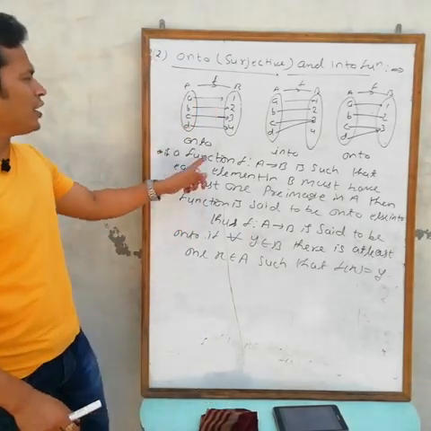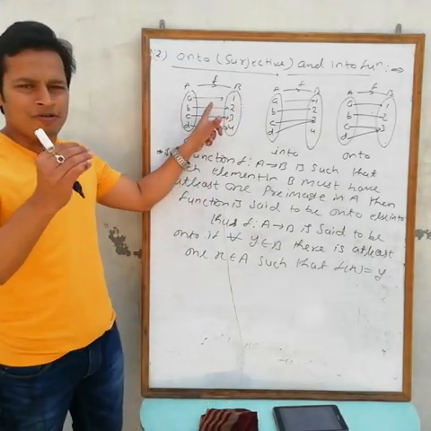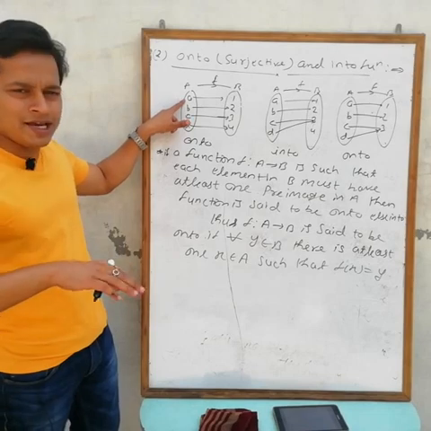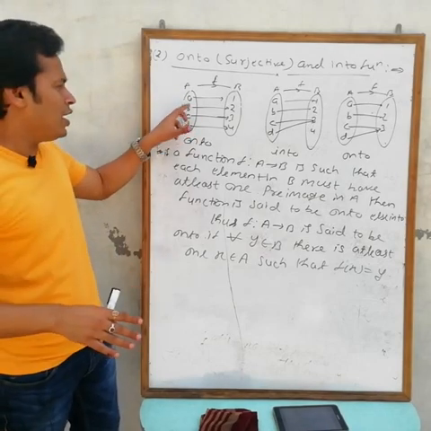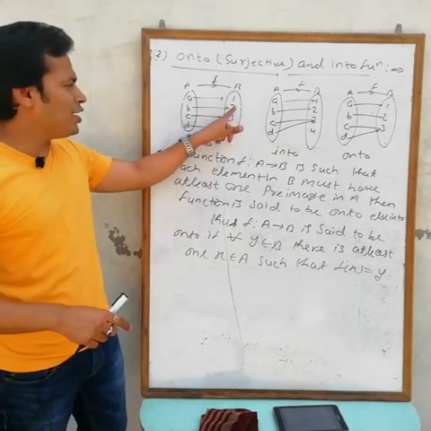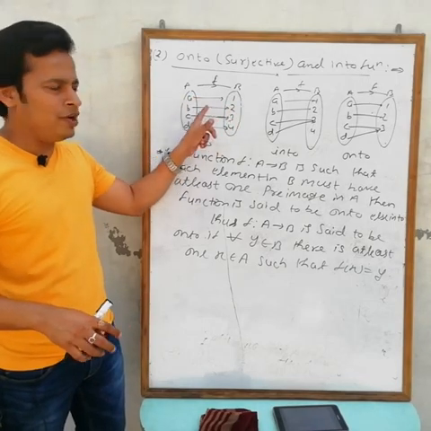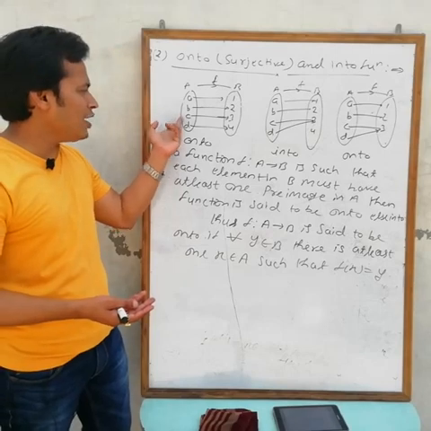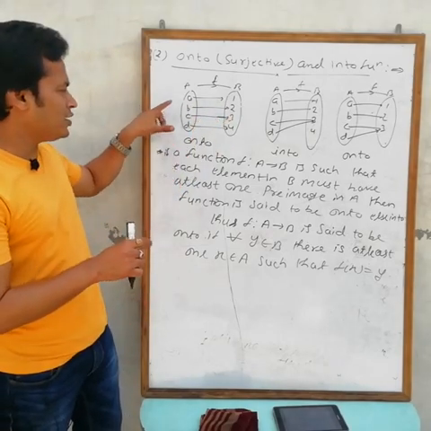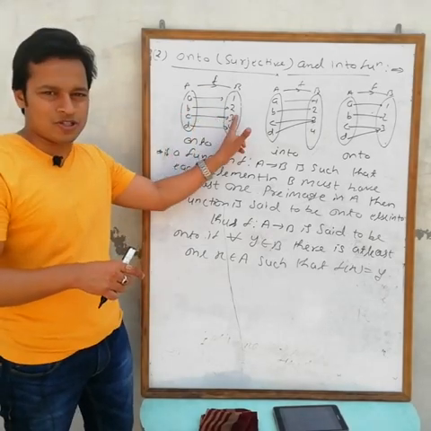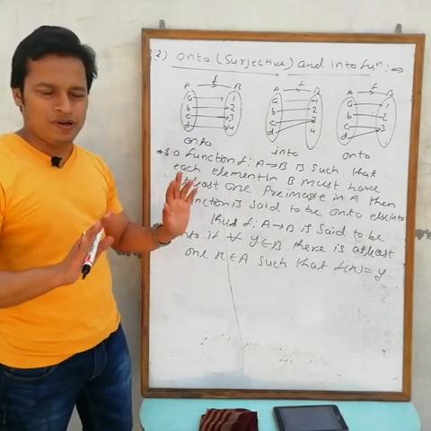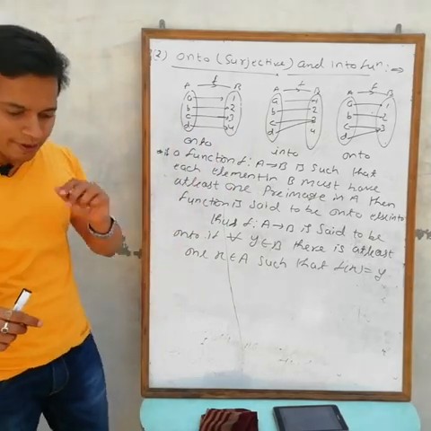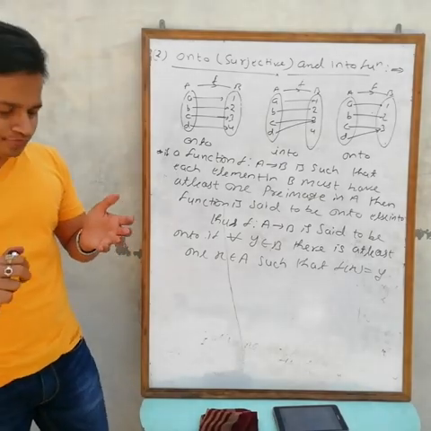For any value of y from B, we want at least one x in A such that f(x) equals y. Here f(a) equals 1. If y is 2, then f(b) equals 2, it means x is b for that. If y equals 3, then here we have f(c) equals 3. So we have at least one x such that f(x) equals y. Here f(d) equals 4, like this, then onto.